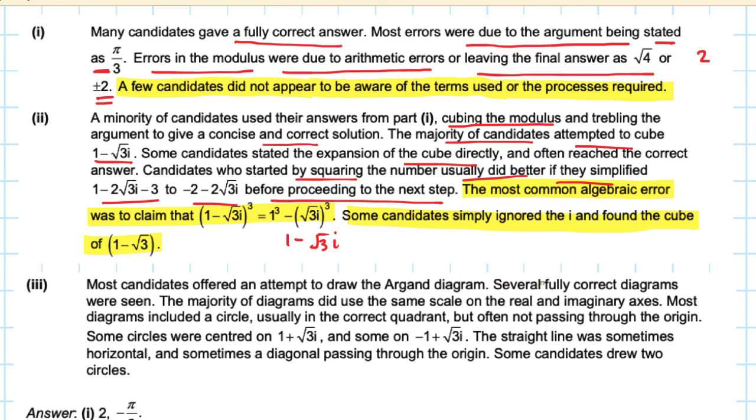Several fully correct diagrams were seen. The majority of the diagrams did use the same scale. This is very important, that we should use the same scale on the real and imaginary axis. Most diagrams include a circle, usually in the correct quadrant, but often not passing through the origin. Which is important? Some circles were centered here, which is wrongly interpreted as the center, and some on this.